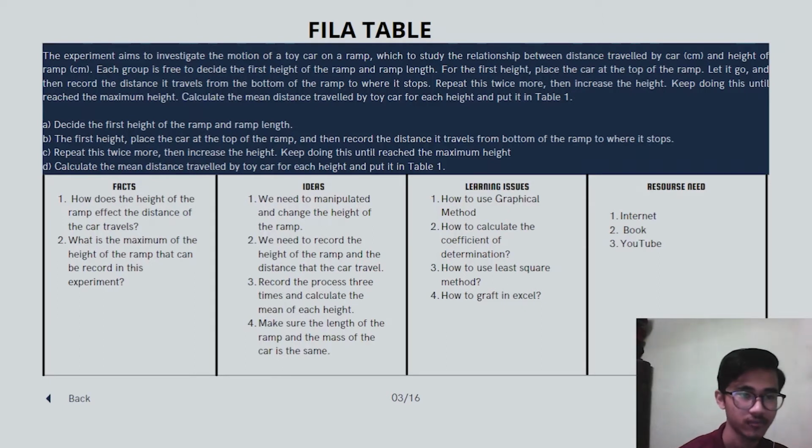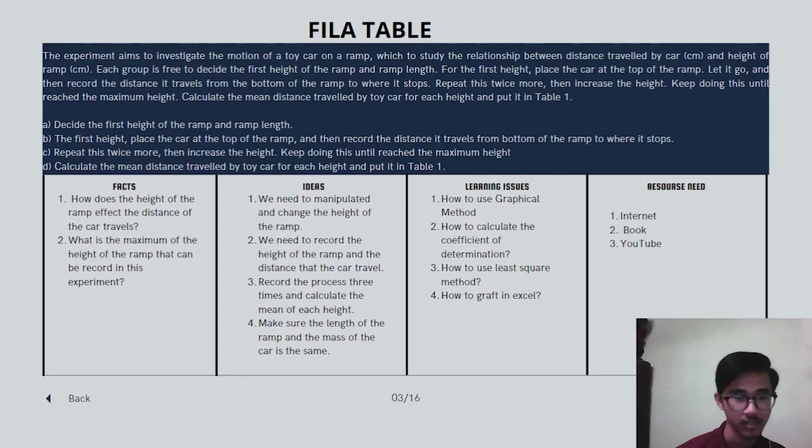For the first, decide the first height of the ramp and ramp length, and second is the first height. Place the car at the top of the ramp and then record the distance it travels from the bottom of the ramp to where it stops. For the third, repeat this twice more, then increase the height. Keep doing this until reaching the maximum height. And the last one is calculate the mean distance travelled by the toy car for each height and put it in table 1.